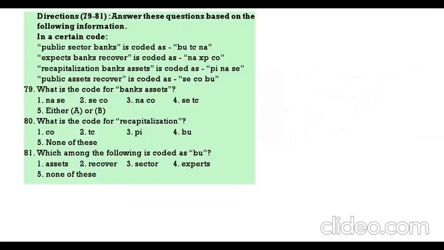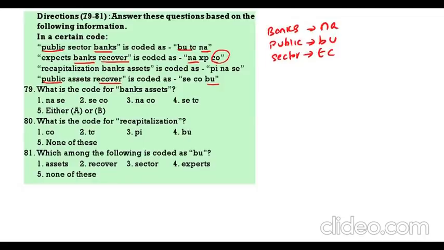Now, what is the code for each word? Banks is common in both 1 and 2, and we can see NA, so bank's code is NA. Then public: in both we can see BU, so public means BU. Then sector means TC. Then recover: in both we can see CO, so recover is CO.